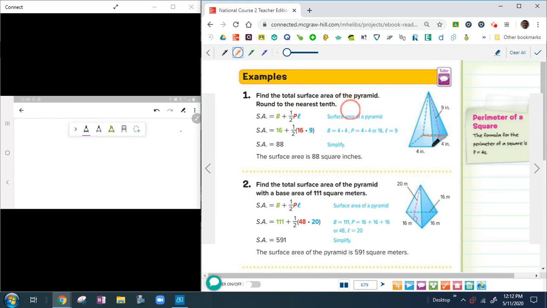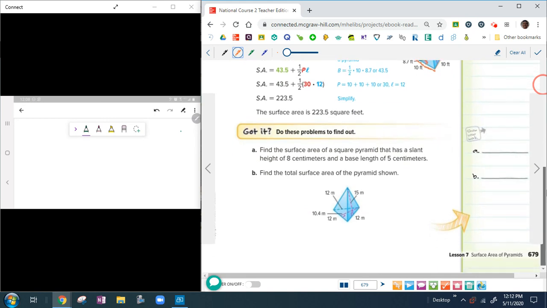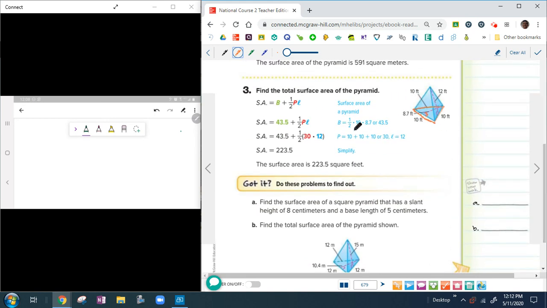I had an area of a square there, which would just be one dimension times the other dimension, base times height. But since I'm doing a triangular base, I need 1/2 base times height of that triangle. And so I see that my base is 10, my height is 8.7. I substitute it in here into my area formula, and I get 43.5. Now, I also need capital P, which is the perimeter of the base. Perimeter is the outside edges all added up. So 10 plus 10 plus 10 gives me a perimeter of the base of 30.